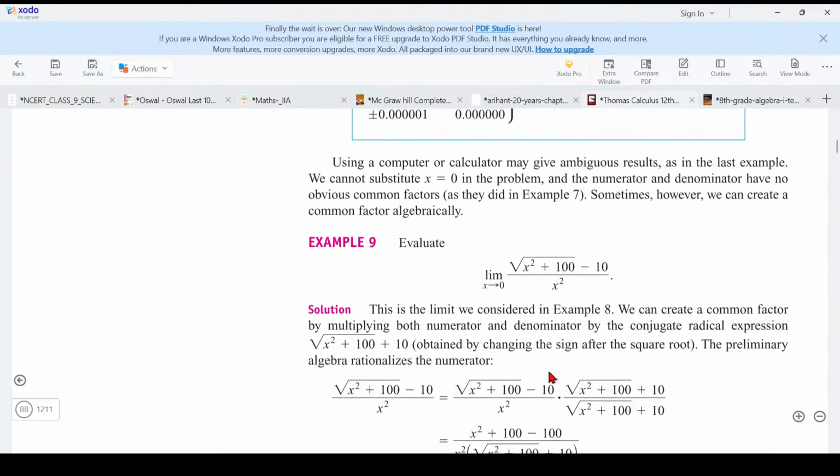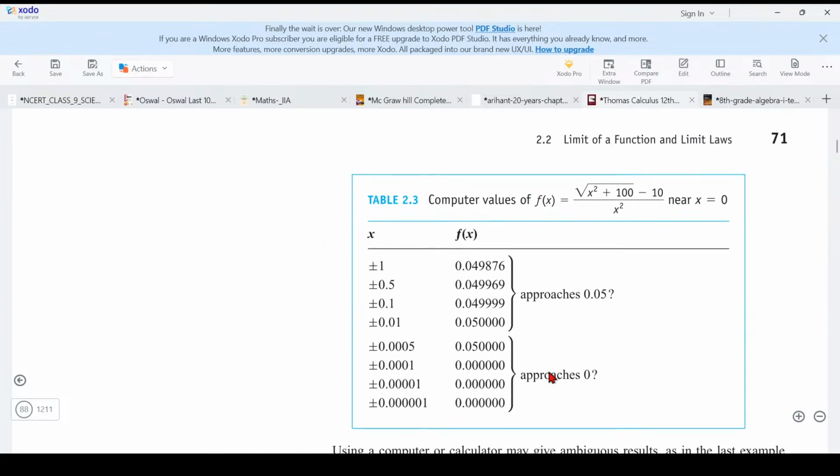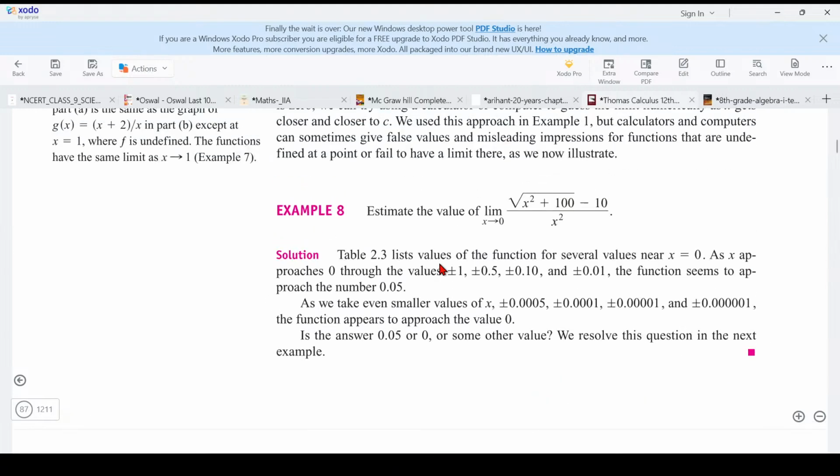Understood? Okay. So that is the limit. Say, for example, when it is approaching this one, you are getting 0.05. If you take basically any limit and you have a scientific calculator, you can easily calculate. Instead of x equals 0, you substitute some number which is close to 0. Then what you will get?